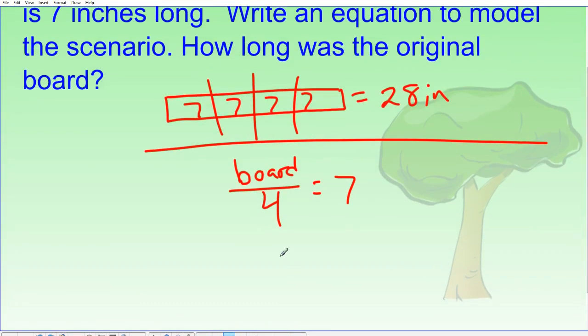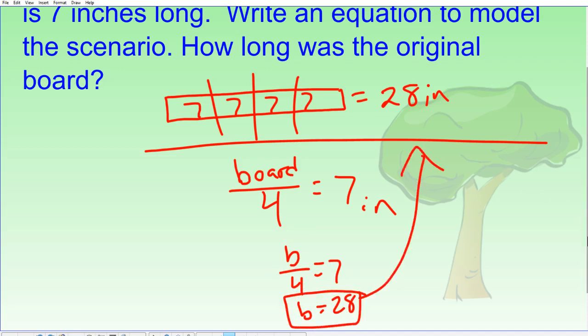To get the equation, you just change the word board into your variable. So now your board cut into 4 pieces is 7 inches long. B over 4 equals 7. If you solve this, multiply by 4 on both sides, you would get B equals 28. The same answer we got there. That was using our picture and our brains and problem solving. This was using an equation.